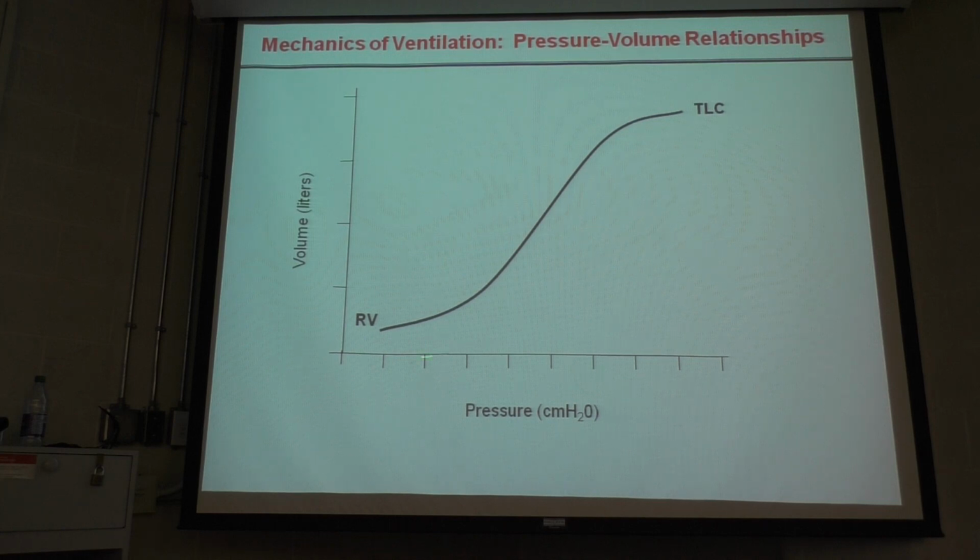Is this a compliant portion of the curve? Here? No. So if you were to place a breath on this curve, where would you want it to be? The linear portion. You'd want to breathe ideally along that linear portion of the curve, where the respiratory muscles don't have to generate much pressure to expand volume. That would be the most efficient system.